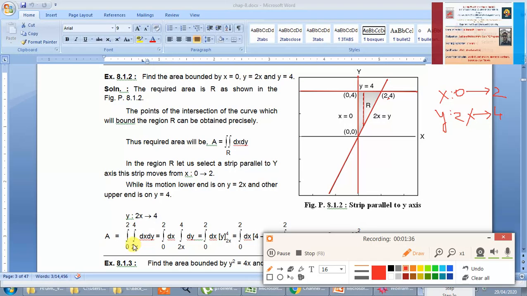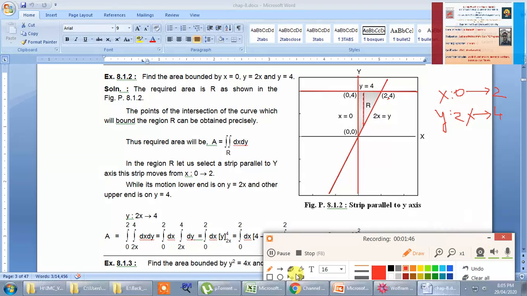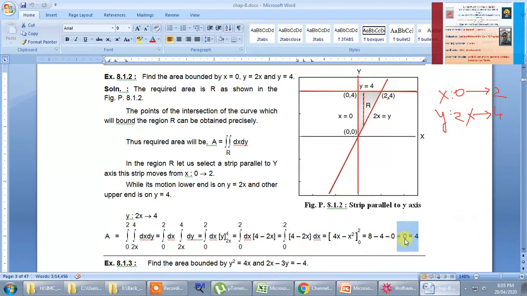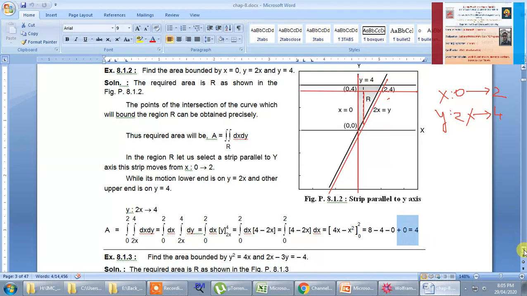Integrate that very easily. The inner integration limit is for which variable? The y variable. First integration is to be carried out with respect to y. Integration of dy is y. Put the upper and lower limits, and you will get the answer equal to 4. Now let us have one more problem.